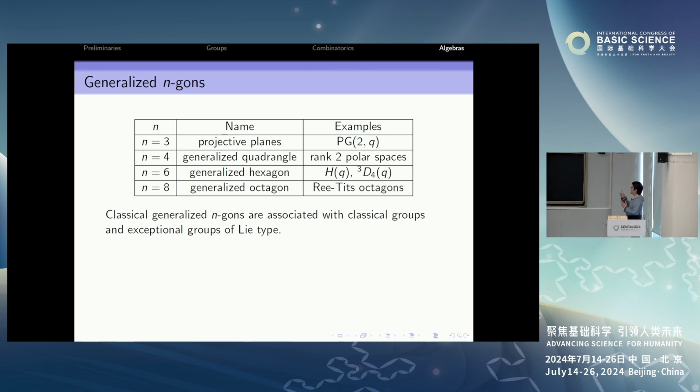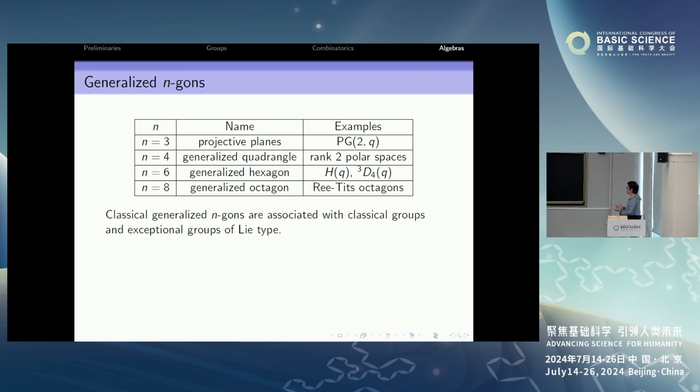So N equals 3, we have the projective planes. And N equal to 4, we have the generalized quadrangles. N equals 6, we have hexagons. N equals 8 is octagon. So on the right-hand side, we list some examples, the classical examples.